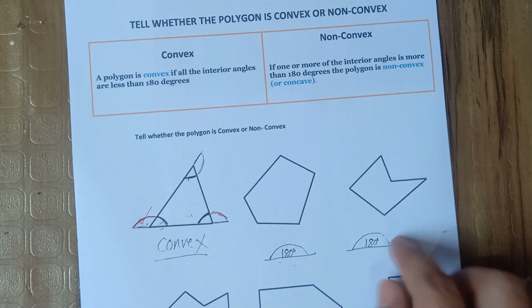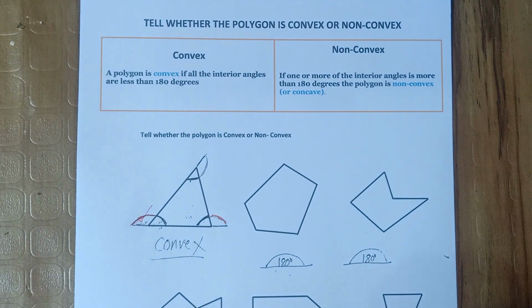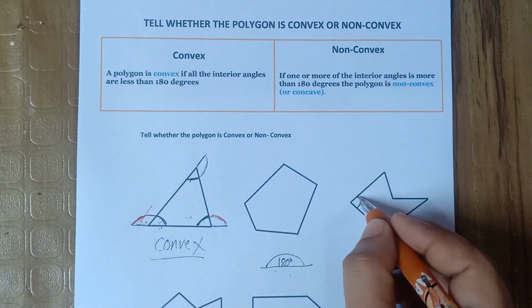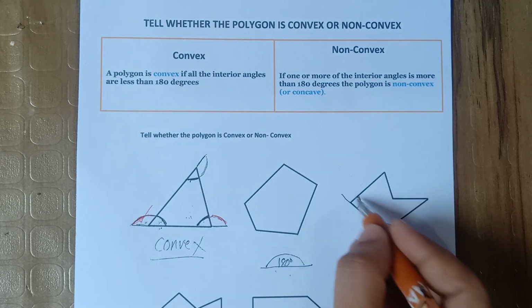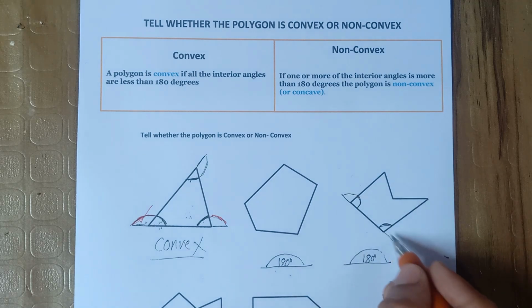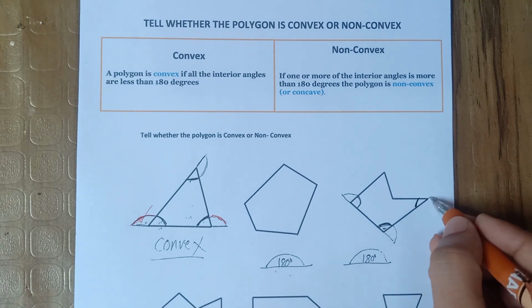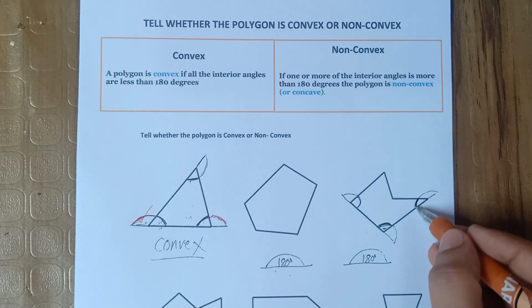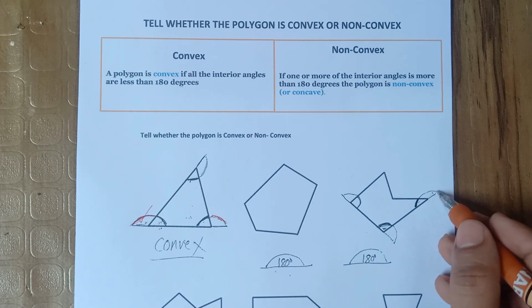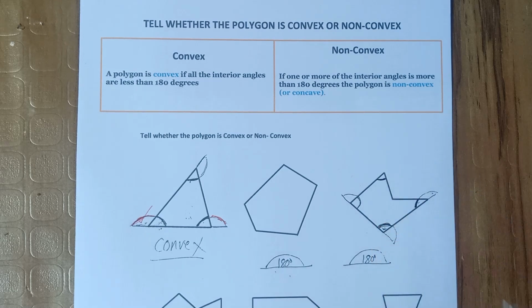So let's have another example. Let's try this one, class. Let's start with the interior angles and 180 degrees. Of course, this is less than 180 degrees. Same with this one, this is less than 180 degrees because if we extend, you will have a straight angle. Same with this one. Same with this one, this is less than 180 degrees because if we extend, you will have a straight angle. Therefore, this is less than 180 degrees because the sum of these two angles should be 180 degrees. Same with this one, this is less than 180 degrees.